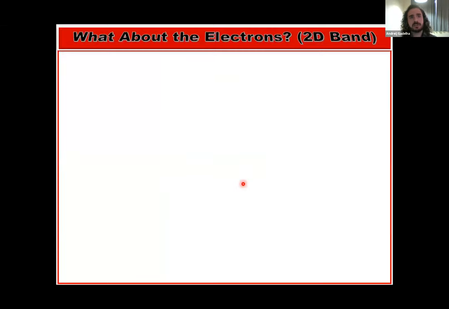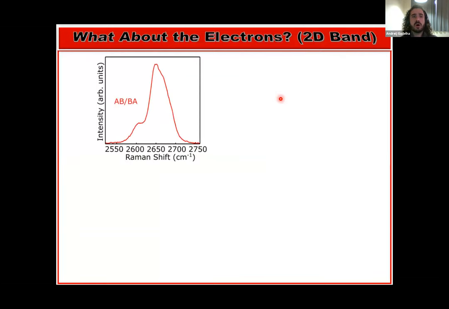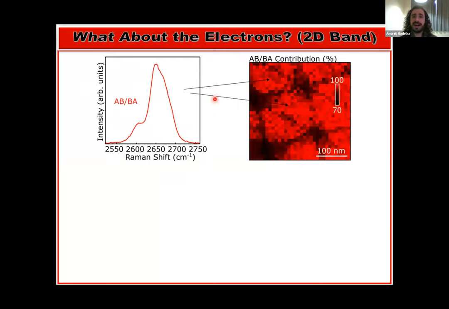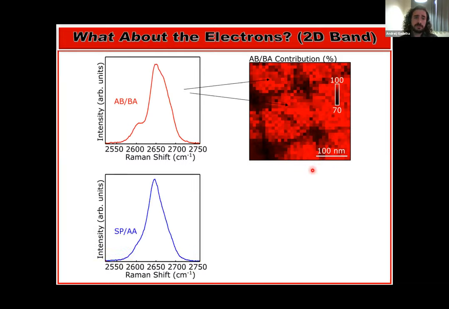But can we study the electrons in our nano-Raman setup? Yes, we can. Through the 2D band, which is a double resonance process, profoundly affected by the electronic structure. And here I show a nano-Raman spectrum of the AB zone, and it's very similar to the Bernal-stacked bilayer. And by plotting the spectral contribution of this peak over space, we observe higher intensities at the AB and BA zones. And we can roughly see the moiré structures here, but we can also observe the first pure spectral contribution of the SP soliton. This is the blue curve, which is quite different from the AB spectrum.